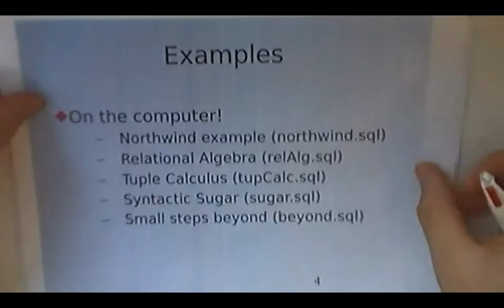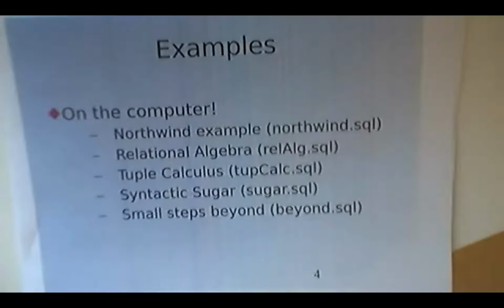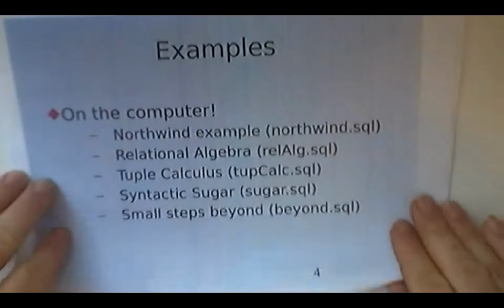All right, so we're going to do some examples here. We're going to go to the screen and show how we can do this. We're going to do this on the computer, and we're going to use the example called the Northwind example, which I'll show in a second. You can download these from the reading site. Everything that I'm going to be showing you right now, you can actually download yourself and do. And you might want to.